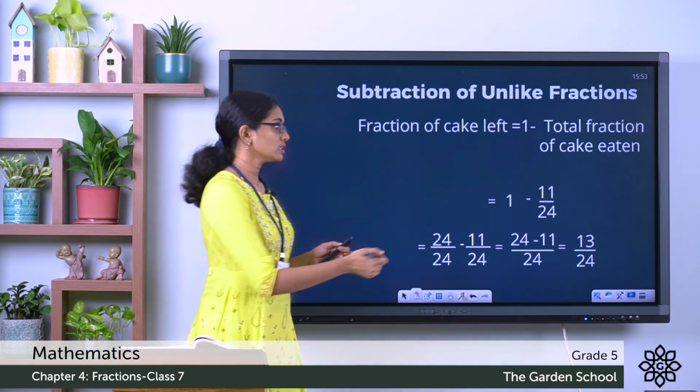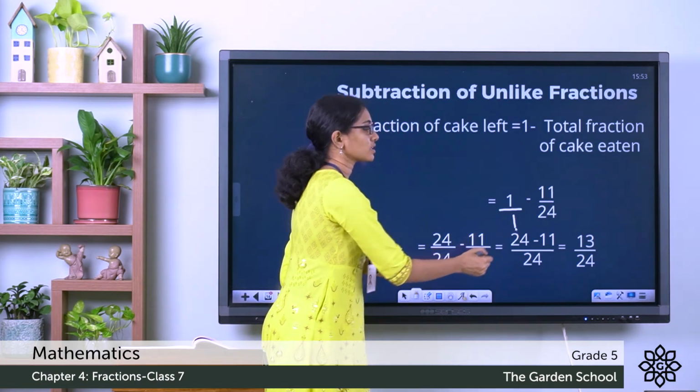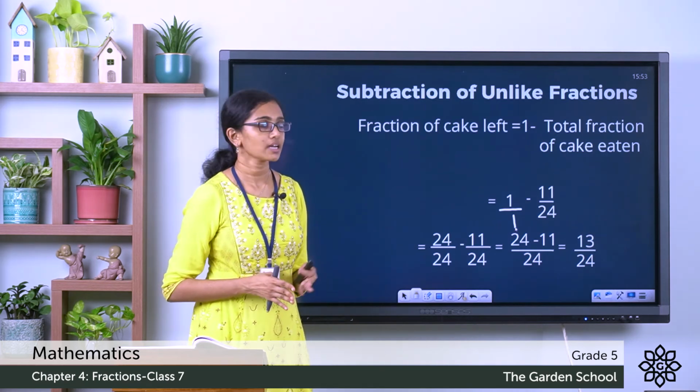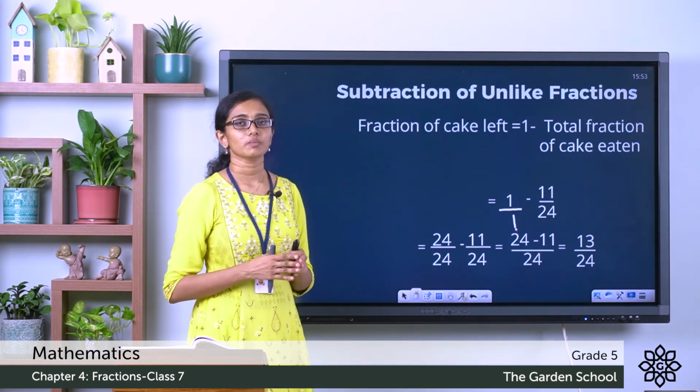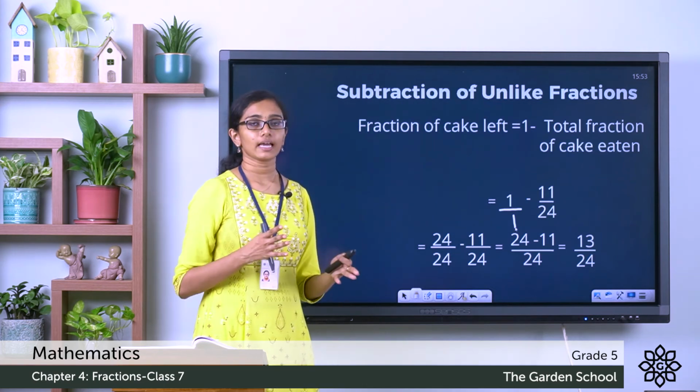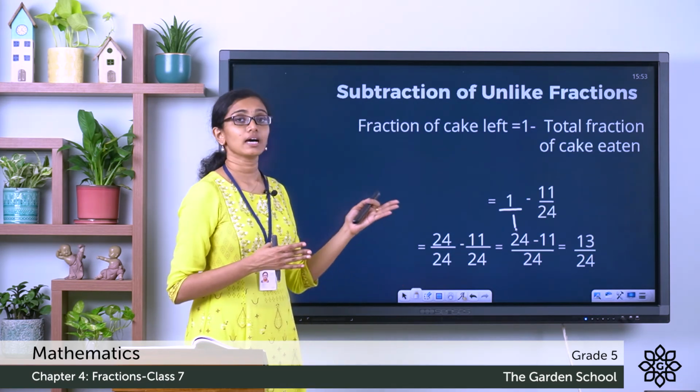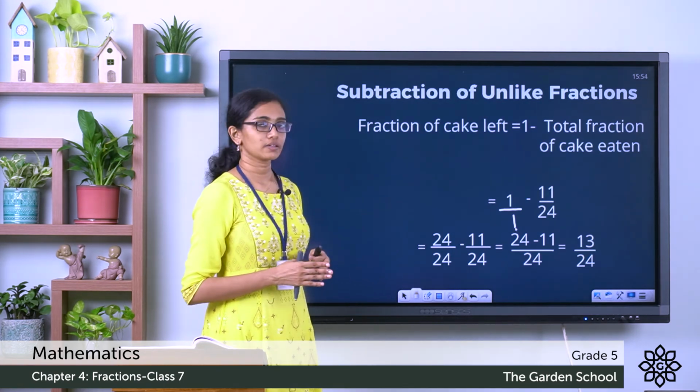So you can imagine for the whole number there is a denominator equal to 1. It does not make any change. So you imagine that it has a denominator 1. Then you have to find the LCM, make the fractions as like fractions and find the difference.